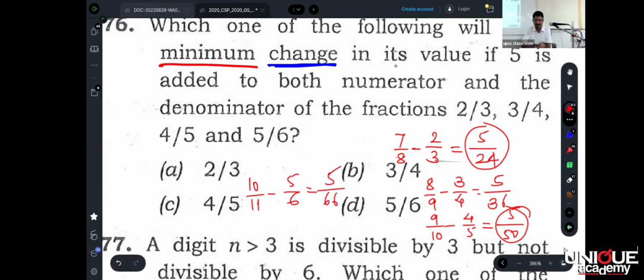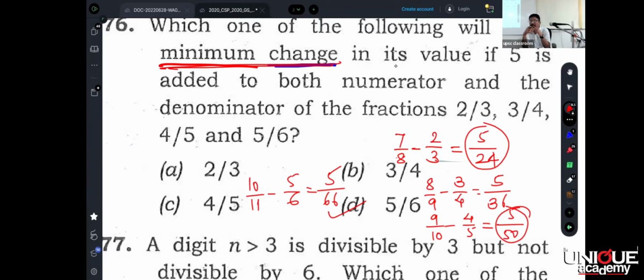In all these differences the numerator is common, that is 5 only. The fraction with the greatest denominator is the smallest. So minimum change, as it is asked, which is it? 5 by 66, that is the fourth fraction. So option D is the correct answer. Are you getting me? So from a logical thinking point of view in maths, as I said, the fraction with the greatest value, with the same condition given, will have the minimum change.